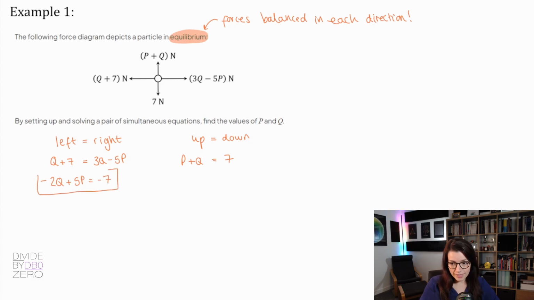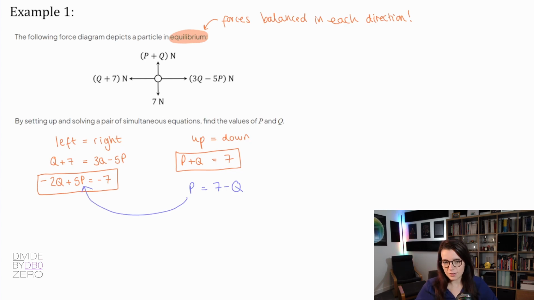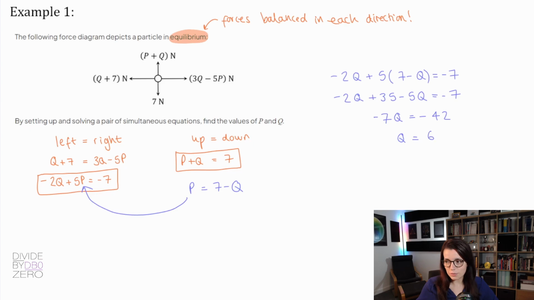These are our two simultaneous equations, and you can solve them however you like, but I'm going to rearrange one for P, so make it P equals 7 minus Q, and then I'm going to sub in to that first equation. So that will give me minus 2Q plus 5 brackets 7 minus Q equals minus 7. I can then expand and simplify and solve for Q to get Q is equal to 6. Then I'll sub into my P equation, and that will be P equals 7 minus 6 for Q, so 1. And that's it.